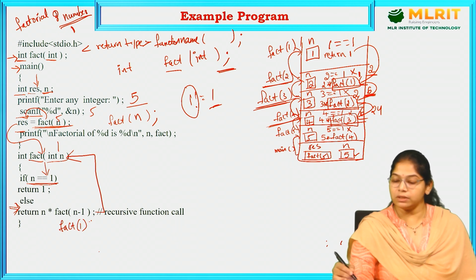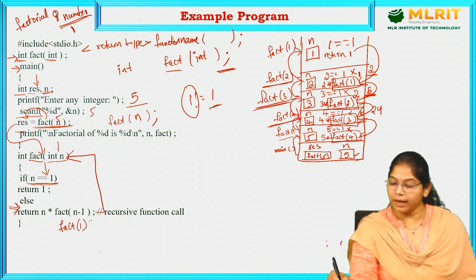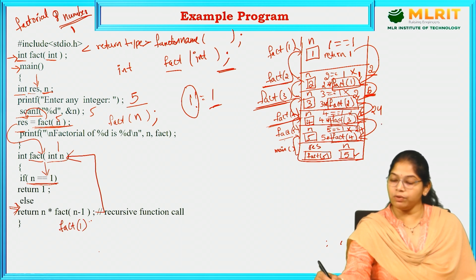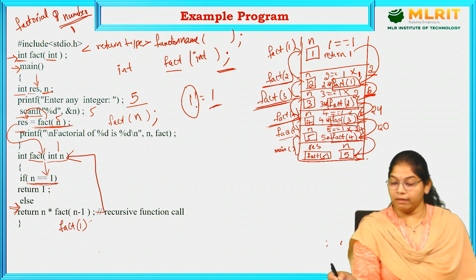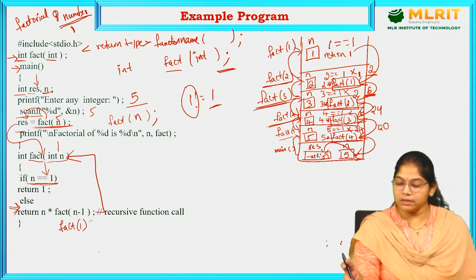24 is the value for the function fact of 4. Fact of 4 is called by fact of 5. So, fact of 4 has to return back to the function where it is called. So, entire fact of 4 value is now 24. So, 5 into 24 is 120. Actually, fact of 5 is called in the main, in the result. So, fact of 5 is now 120.